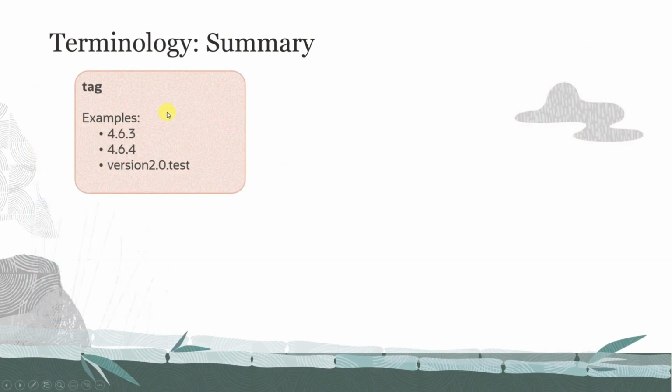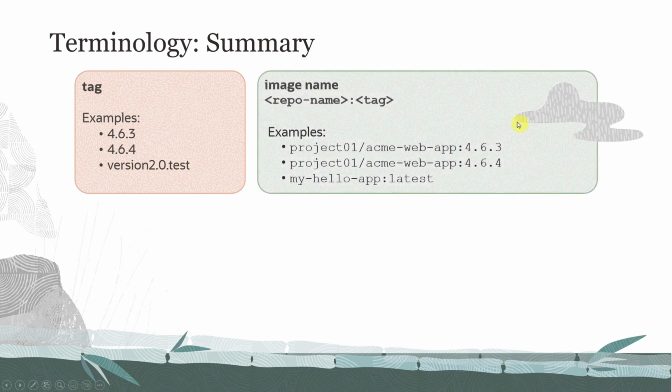Moving on, a tag or an image tag is a string used to refer to a particular image in a known registry. The term image name is sometimes used as a shorthand way to refer to a particular image in a particular repository. In this context, an image has the structure repository name along with tag separated by colon. As you can see from the example, we have an image name with the repository name as project01/Acme web app separated by the tag 4.6.3. A tag can be a numerical value or it can be a string, as in this case.